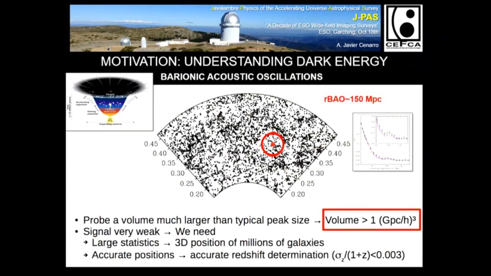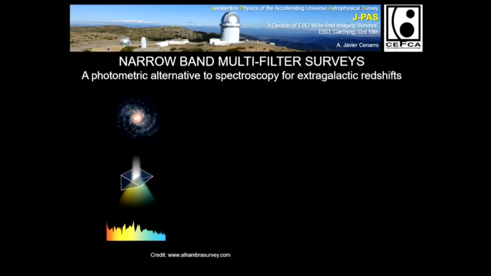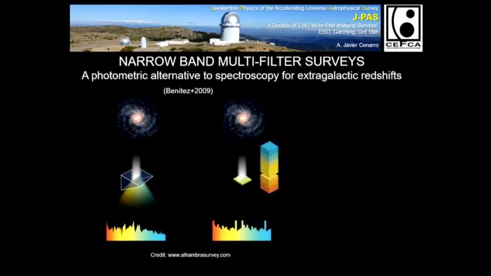We need to be able to observe a large field of view, but we also need to observe a huge number of galaxies and measure distances for millions of galaxies. This is important to get accurate redshift determinations. One of the most specific characteristics of JPAS is that we are using an alternative to classical spectroscopy. Instead of using classical spectroscopy to measure distances, to measure redshifts, we are using narrowband filters.